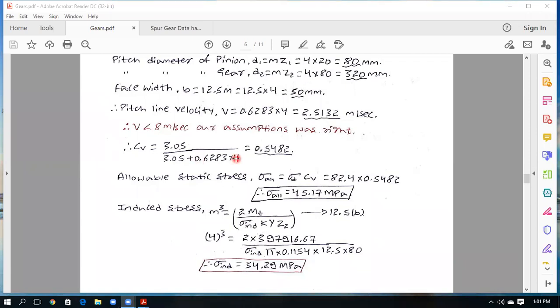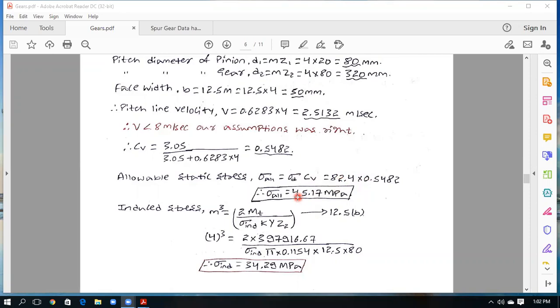After that, substitute the module in this and you will get the CV value. After that, next you need to find the allowable static stress. We know that allowable static stress is equal to sigma D into CV. Sigma D we have taken from the table, and CV, the velocity factor, you have just calculated. Multiply both of these and you will get the allowable stress.